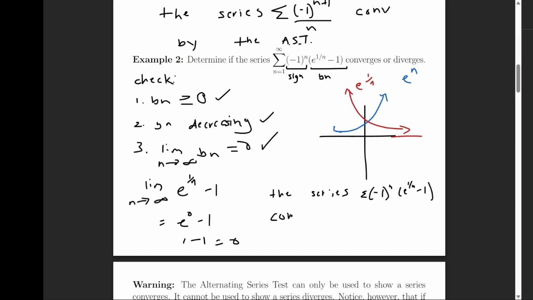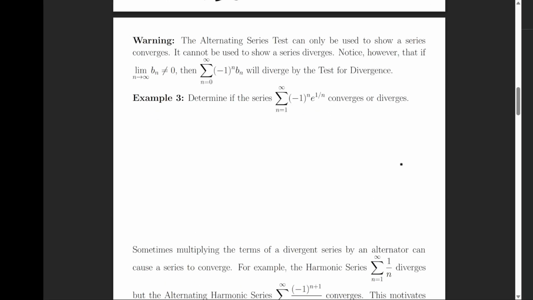Okay. It converges by the alternating series test. Perfect. Okay, I'll let you look at it.